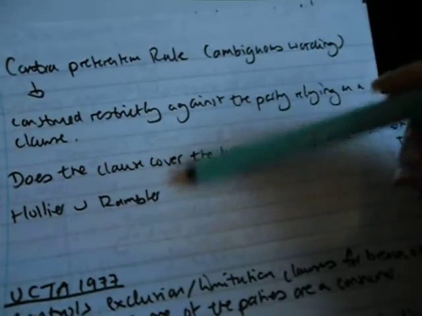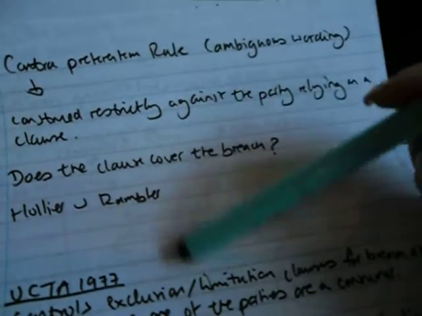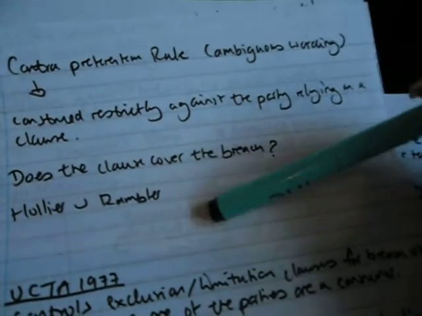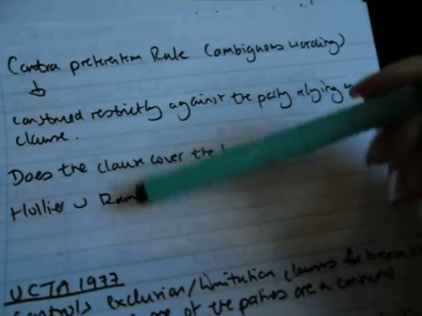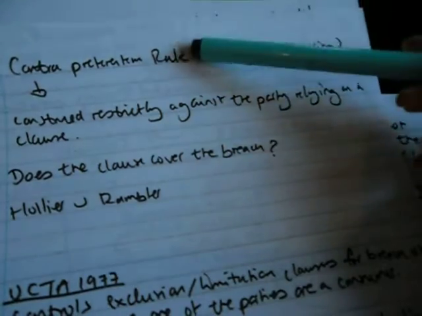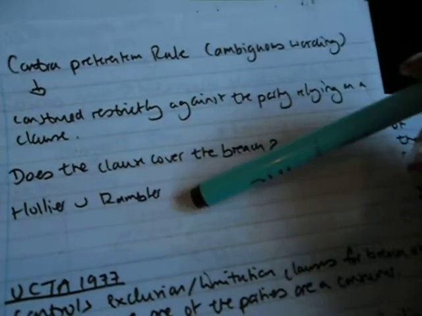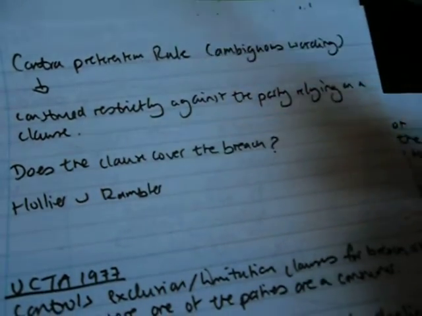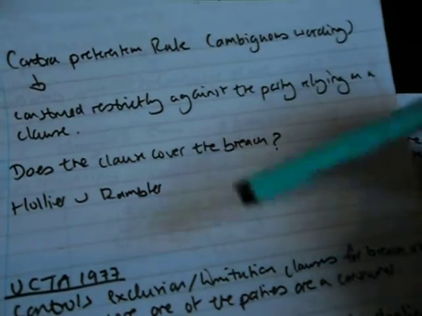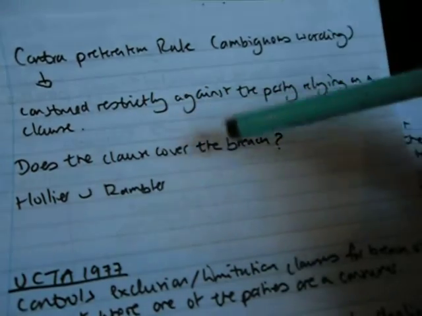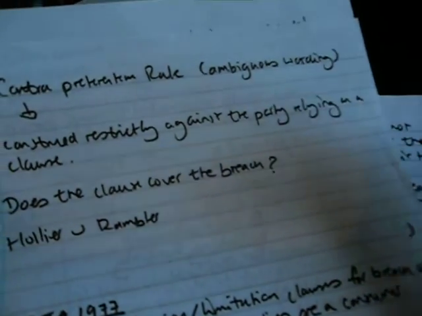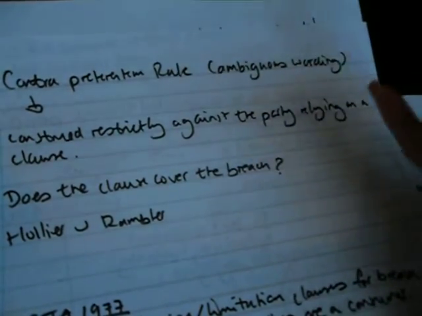We looked at Hollier versus Rambler just a minute ago, and the Contra preferentem rule was seen in this case. So in Hollier versus Rambler, like I said, the claimant's car was damaged, and the courts had to decide whether the clause covered the breach itself, which it did not, because the clause covered damage to the car by the state of the premises, but not the defendant's negligence. Therefore, it was not incorporated. So in cases like this, the courts will apply the Contra preferentem rule and decide if it will be incorporated into a contract. Now, when you think the Contra preferentem rule applies, you need to ask yourself this question: does the clause cover the breach?